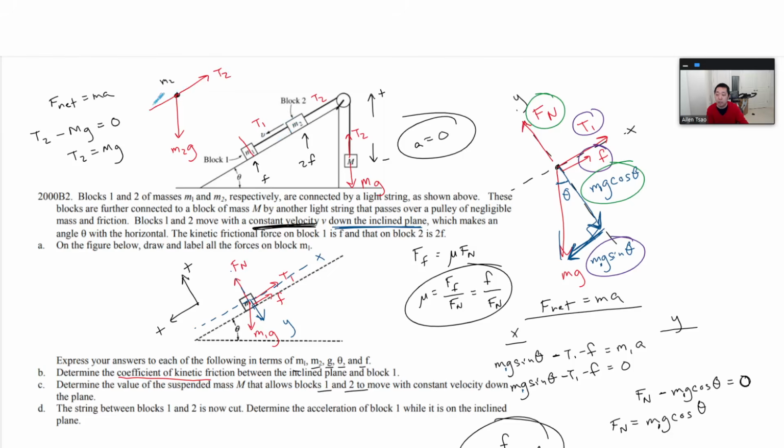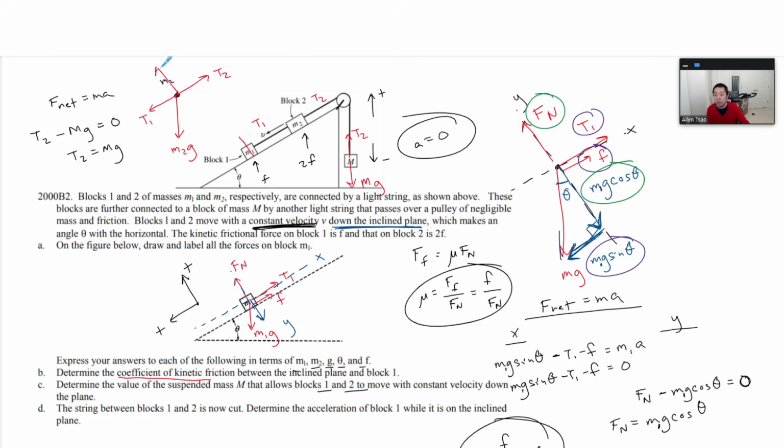T1 is pulling it down and to the left. Why? Because T1 is touching it. Those are the two ropes doing it, and they can only pull. It's kind of weird that T1's pulling on this guy and he's pulling on this guy. That's fine. They're pulling in different directions on the two different blocks because they can only pull. All right? So T1 is down the ramp, T2 is up the ramp.